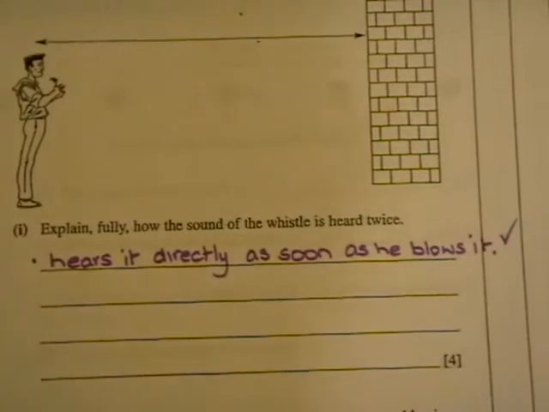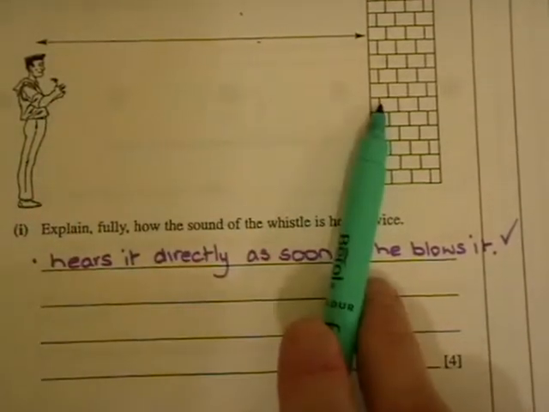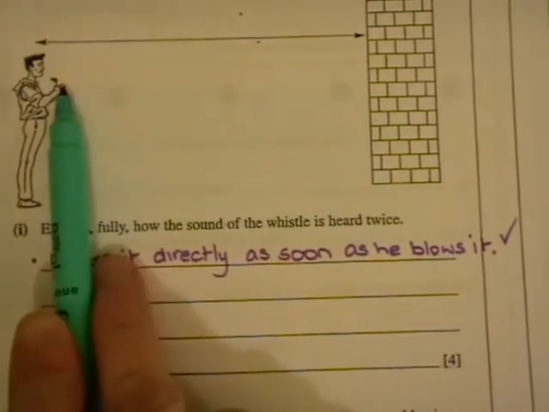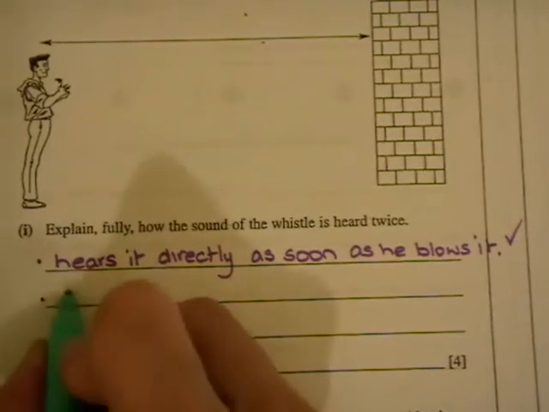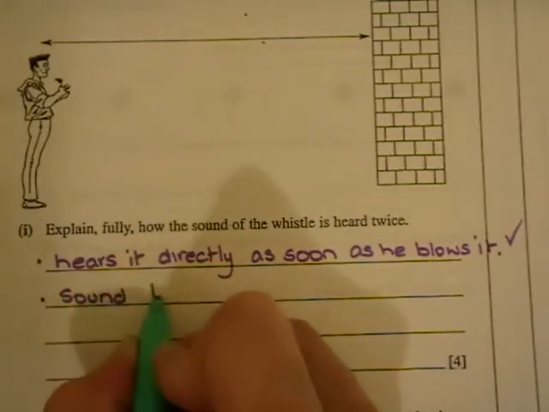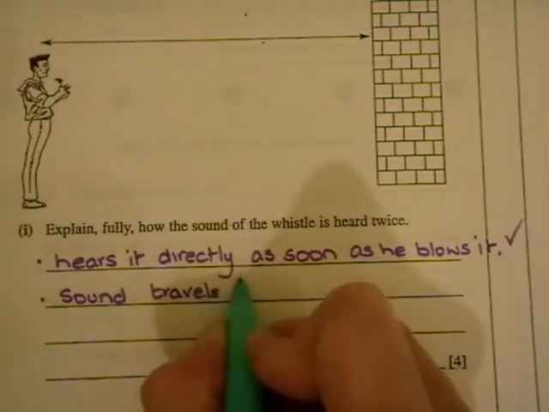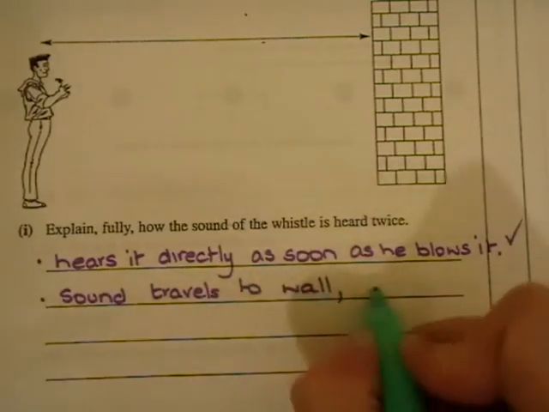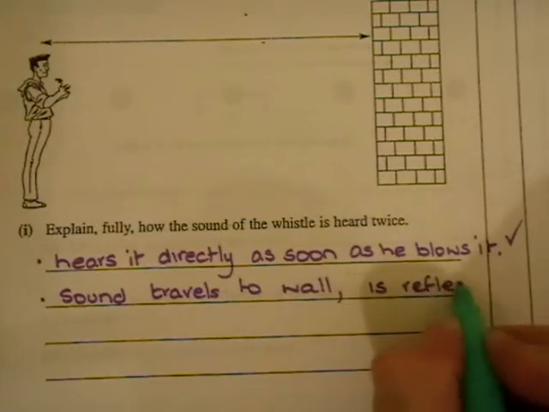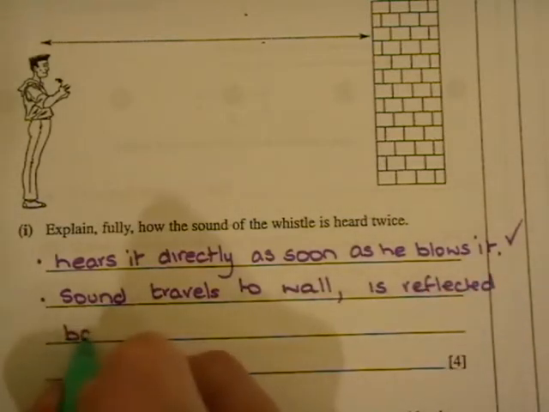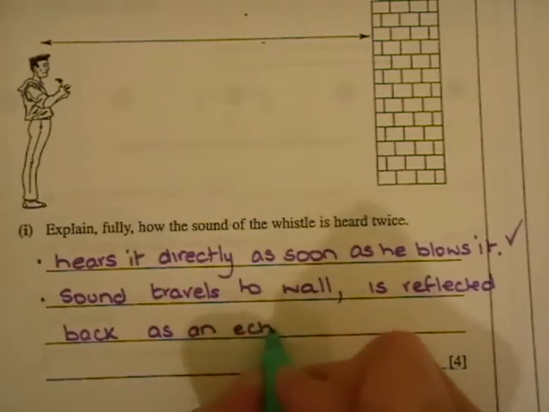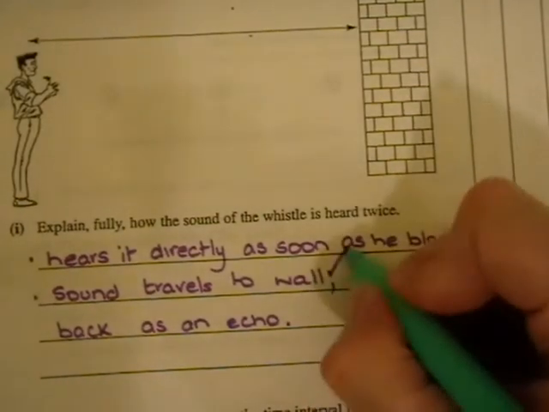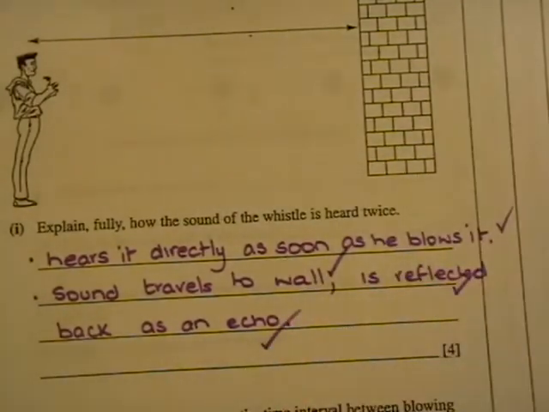So what happens after that? Well, you know that it travels to the wall, it reflects back, comes back to him as an echo, and that's when he hears it again. So the sound travels to the wall, is reflected back, as an echo. And those are your other 3 marks: travelling to the wall, being reflected, and the echo idea. And then there's a calculation on this.